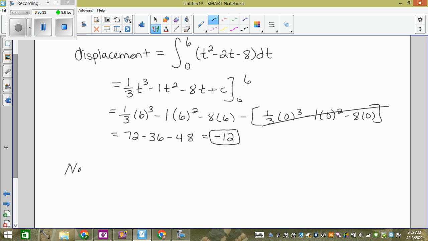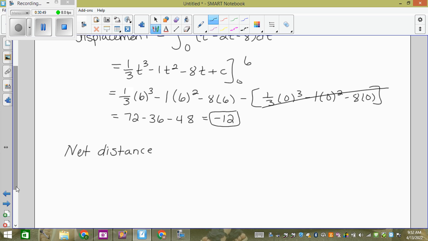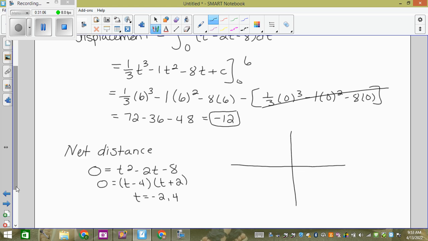Okay, net distance. We have to do this piecewise function. So the first thing we have to do whenever we're finding net distance is find the x-intercept. So I'm going to go 0 equals t squared minus 2t minus 8, which factors into t minus 4 times t plus 2, which gives me t equals -2 and 4. So if I went to sketch this, I know it's a concave up parabola. I know I have -2. It's going to be the most accurate graph you've ever seen. Concave up.